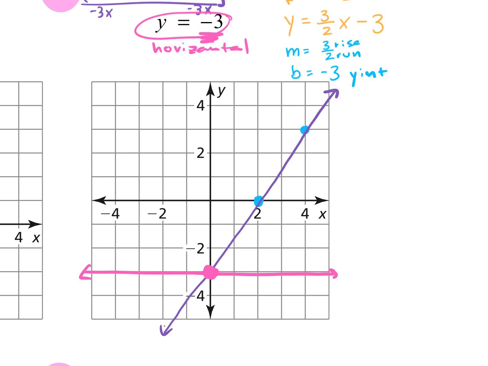So once I graphed both my lines, what is my answer? Remember, my answer has to be a coordinate point, so it's where they intersect. 0, comma, -3. Perfect. The x is 0 and the y is -3. So this would be my answer. So where the two lines intersect, that's your answer. Remember, it's always x and then y.